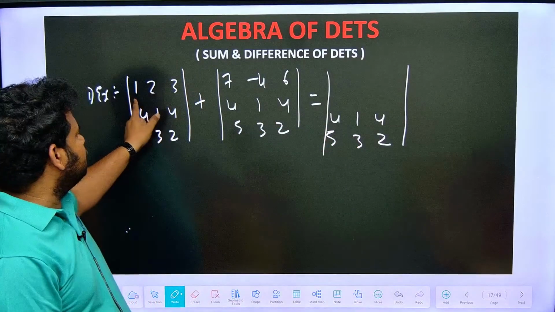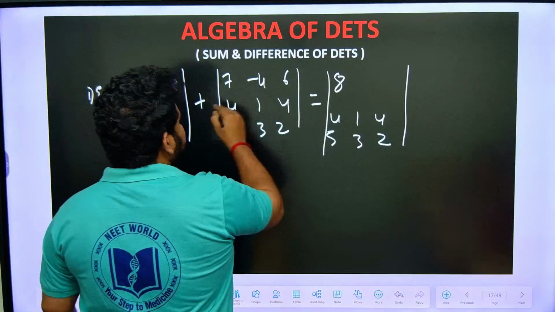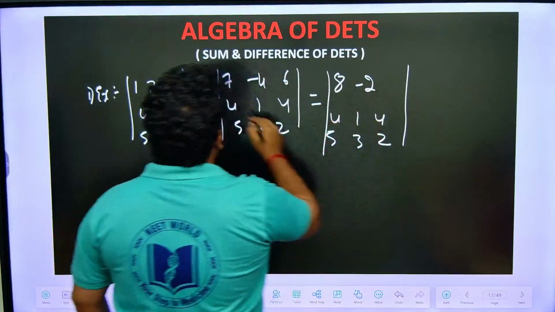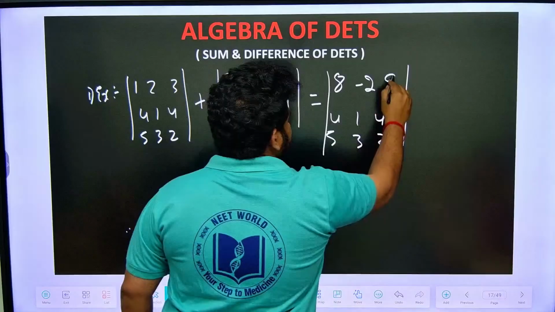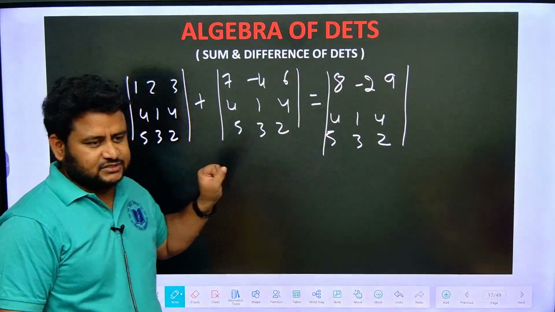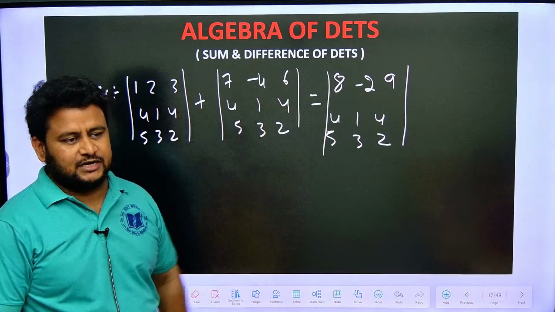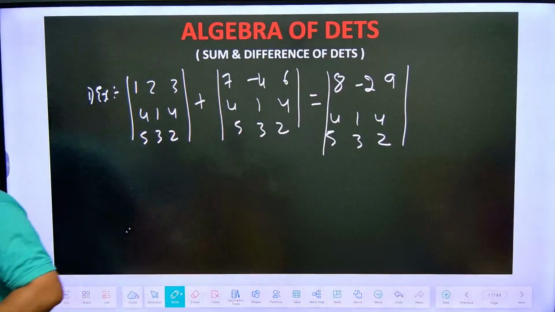For the remaining things, what should you do? 1 plus 7 is 8. 2 minus 4 is minus 2. 3 plus 6 is 9. Like this you have to do it. Whatever is the same, keep it as it is, and the remaining things you add correspondingly. Got it? Please write down this example for your reference.